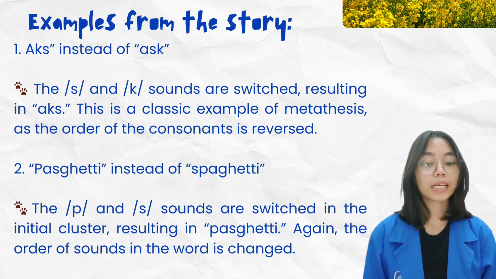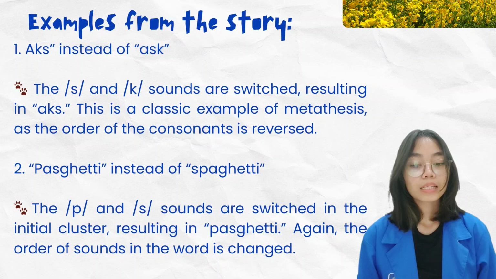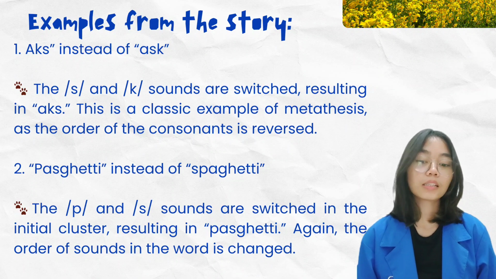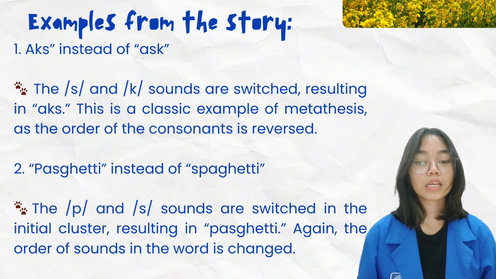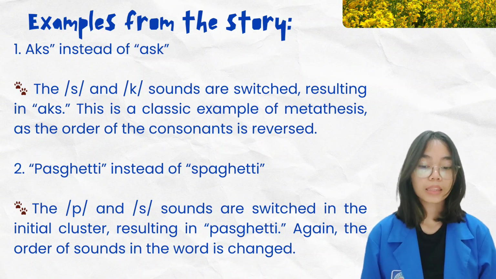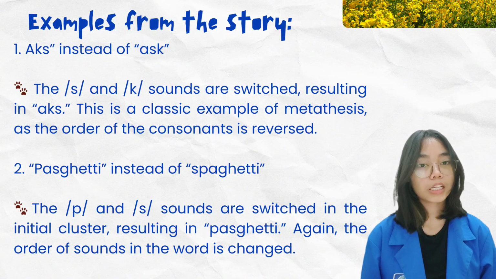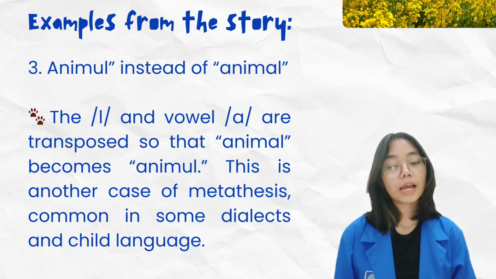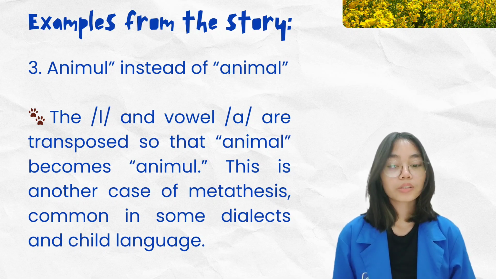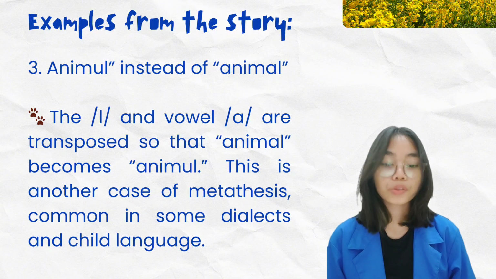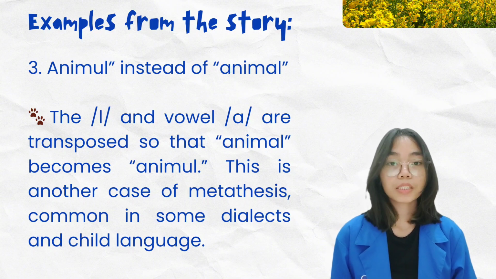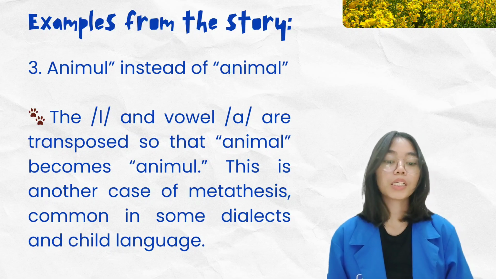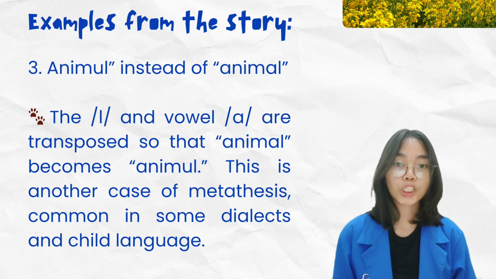Number 2, "pasghetti" instead of "spaghetti". The p and s sounds are switched in the initial cluster, resulting in "pasghetti". Again, the order of sounds in the word is changed. Next, "aminal" instead of "animal". The L and the vowel A are transposed so that "animal" becomes "aminal". This is another case of metathesis, common in some dialects and child language.